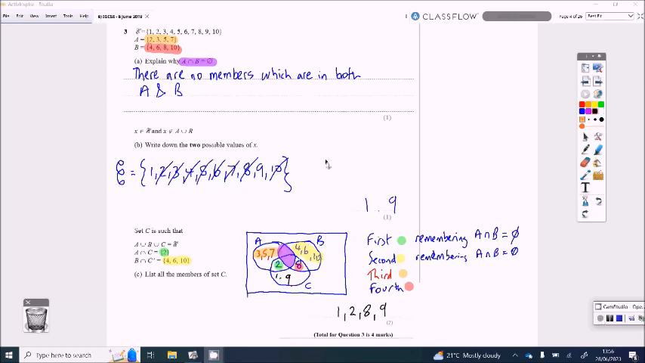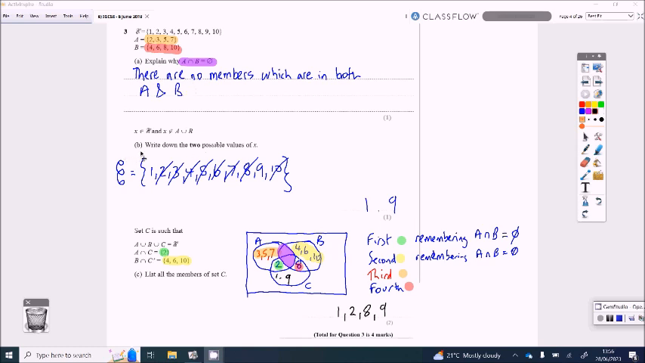So part A, explain why A intersection B is this empty set sign. So A intersection B means the members that are in both A and in B. Now, if you look at A, you've got 2, 3, 5, 7. You look at B, you've got 4, 6, 8, 10. There aren't any numbers that are in both A and B. So that's your answer. There are no members which are in both A and B.